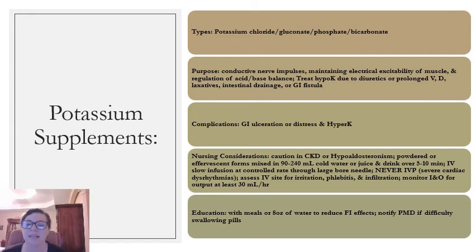Okay, we need to monitor the I's and O's for their output to make sure that they maintain at least 30 milliliters an hour of output, so that we're looking for any problems with hypoaldosteronism or chronic kidney disease, to make sure that there's no issue to their kidneys that we're not finding out about now that we're giving them potassium supplements. So we need to make sure that they're still kicking out urine. Minimum of 30 milliliters per hour.